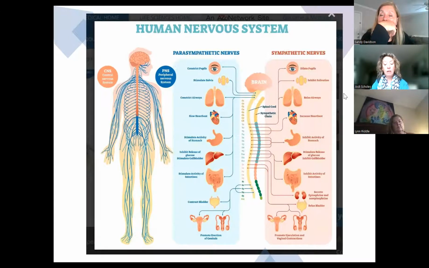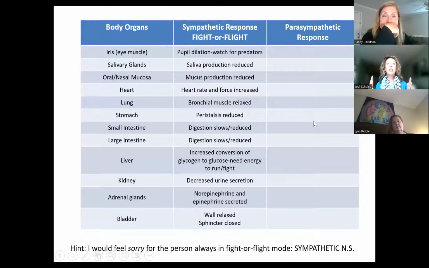Parasympathetic, sympathetic. All right. So the sympathetic nervous system is our fight or flight. So one way to think about that was I would feel sympathy for someone who's always in fight or flight. And these are the effects of that nervous system. So what happens when we're in fight or flight?